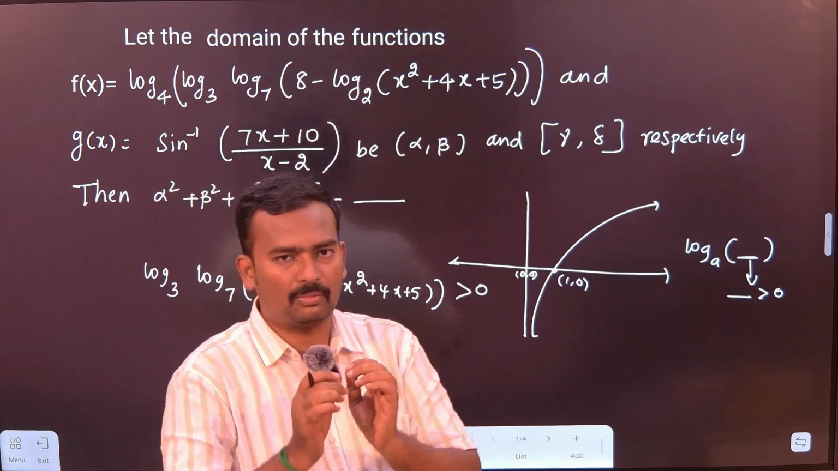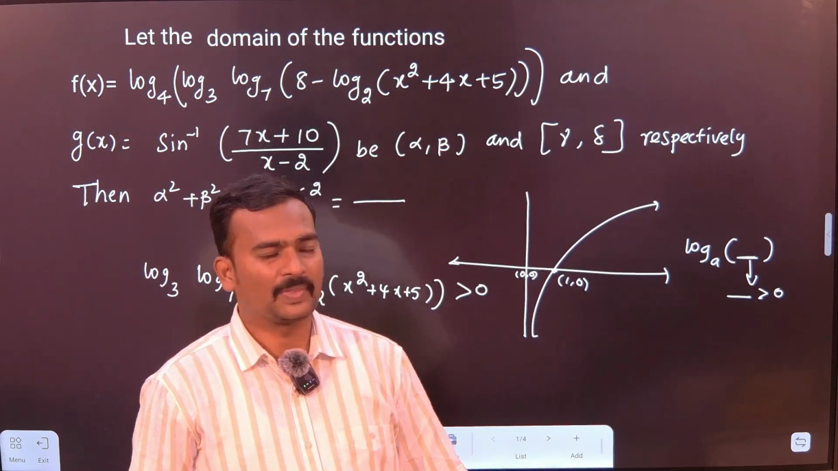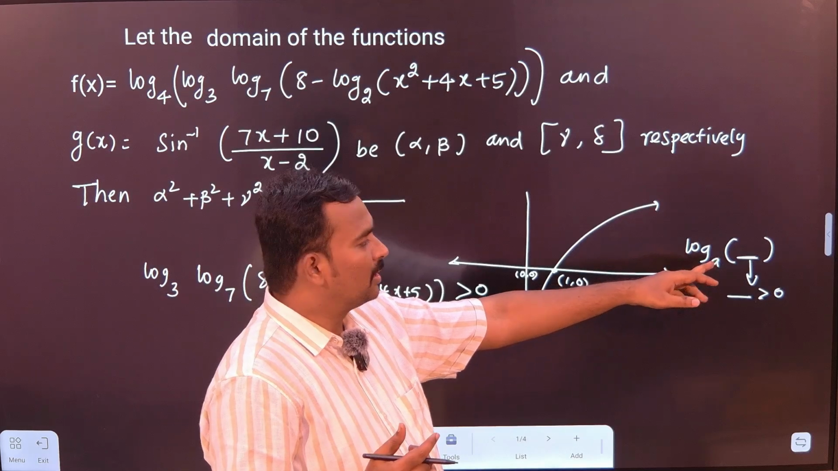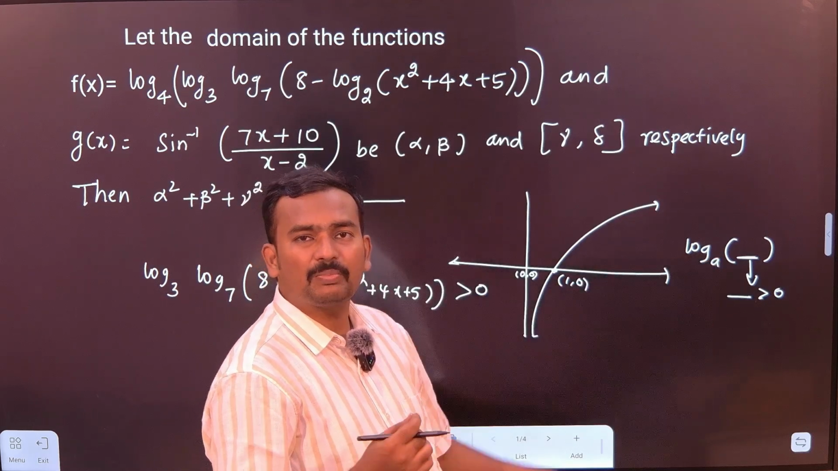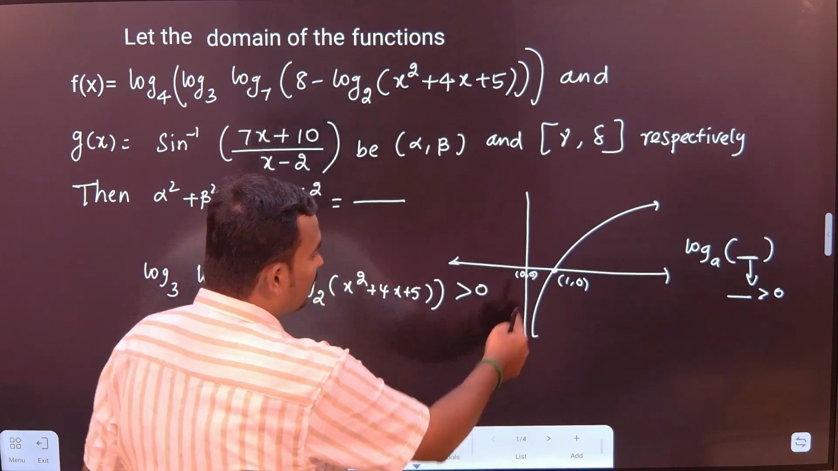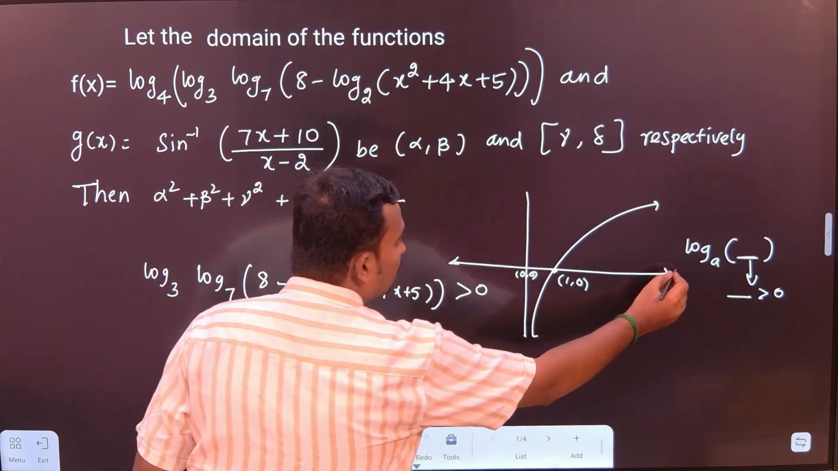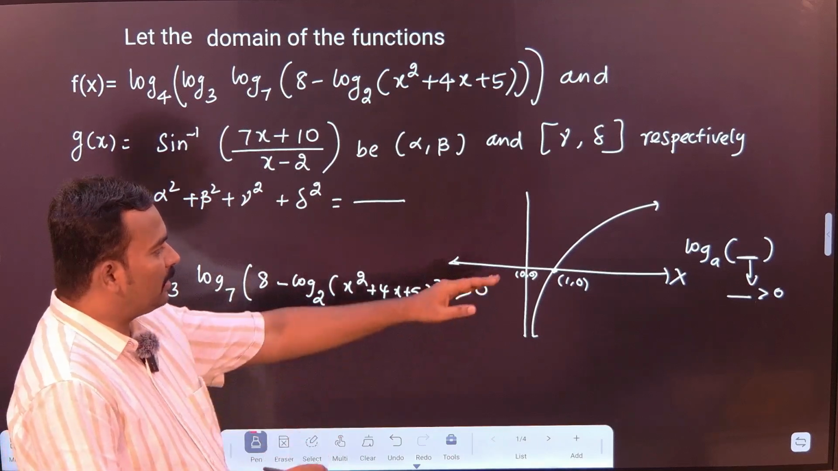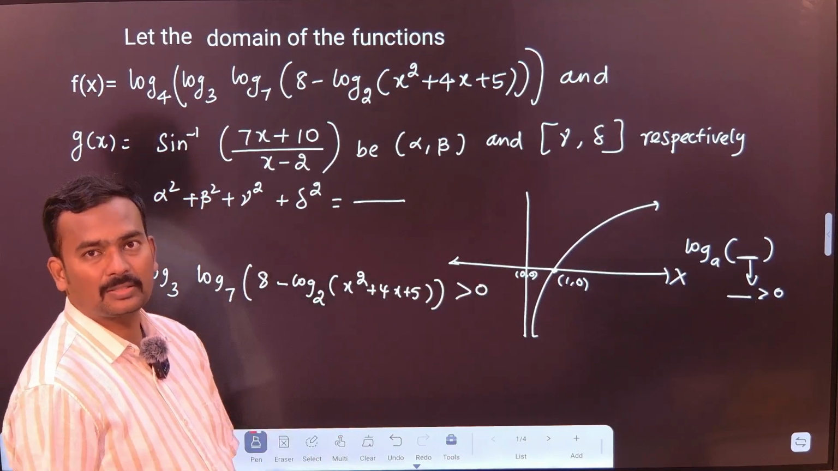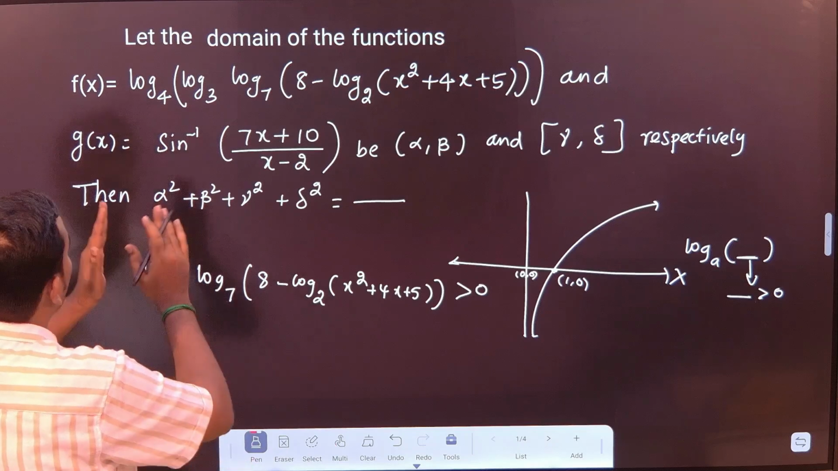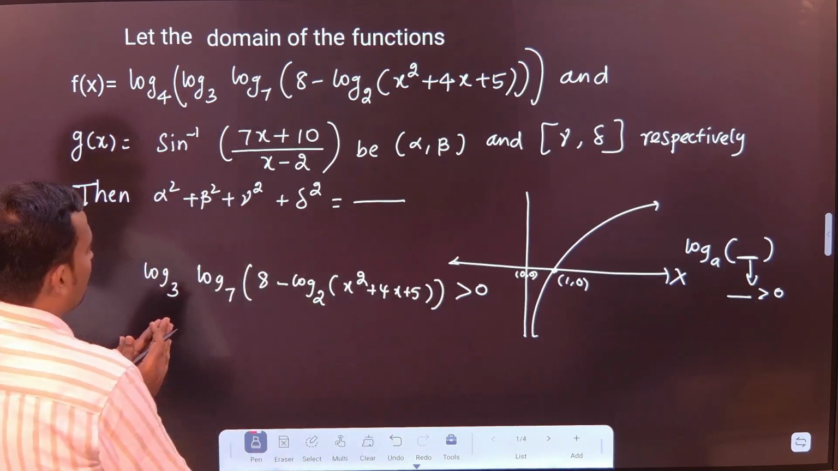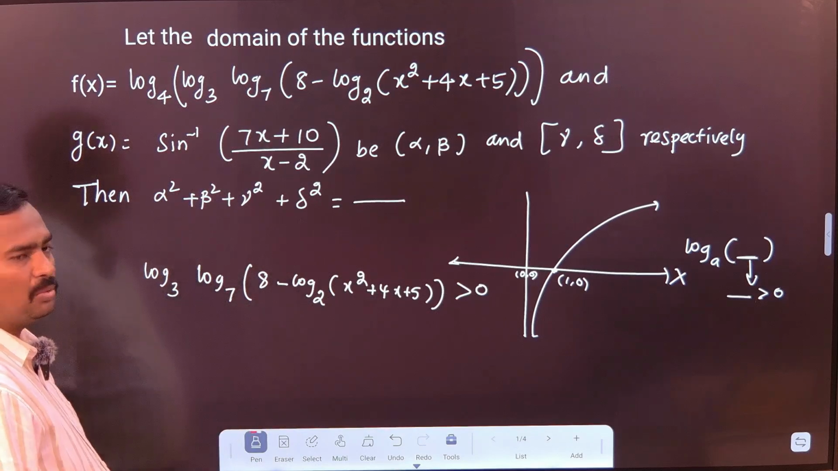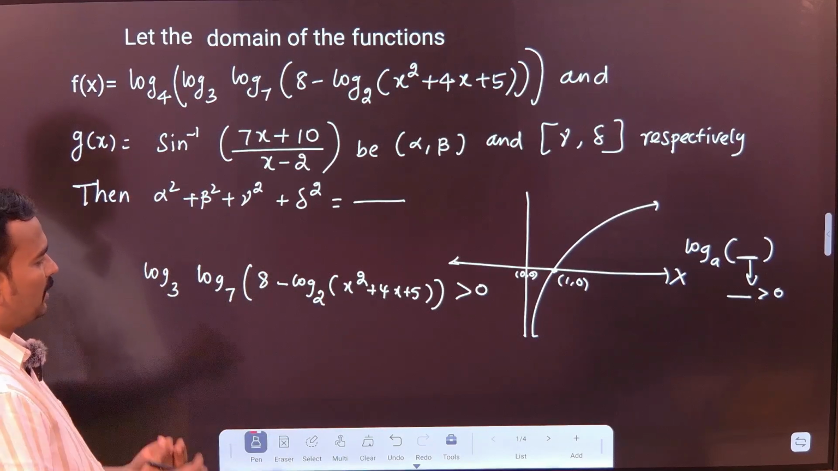Okay, so the something here is there. Log base 4 is there, and that something should be greater than 0. We already discussed that. Log of something is defined means that something should be strictly greater than 0, because you can see the logarithm graph, the x-axis is there, and x cannot be negative. That something here is the domain of the log. Understand? Okay, here for the log base 4, the complete input function is log base 3, log base 7, 8 minus log base 2, x square plus 4x plus 5.